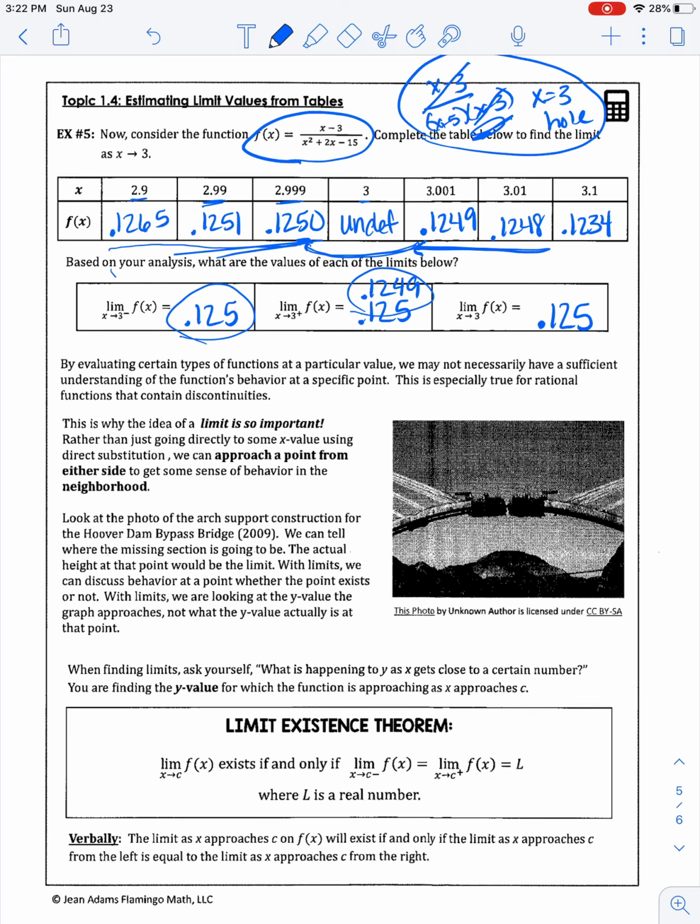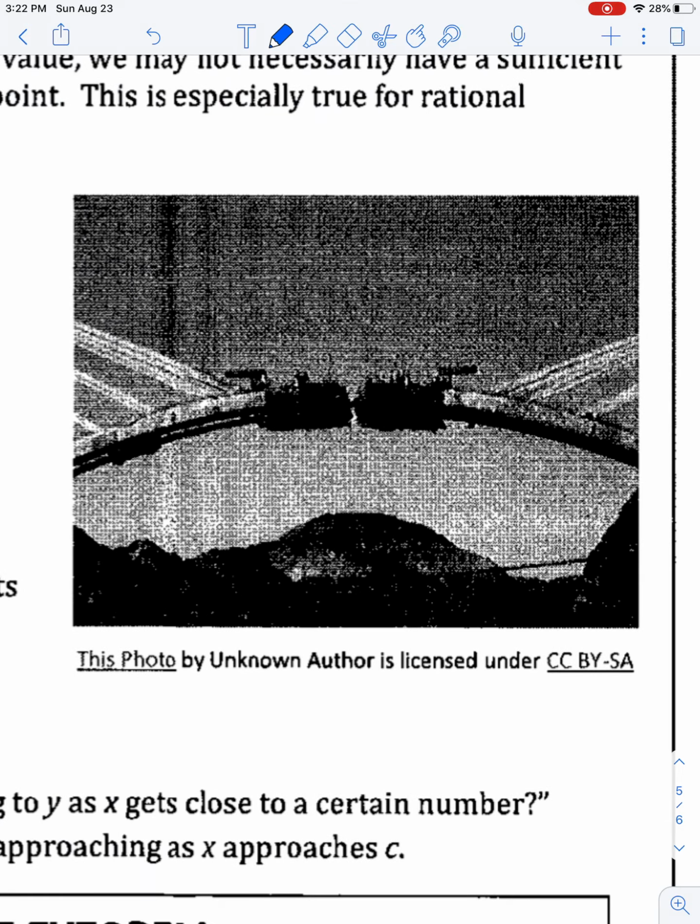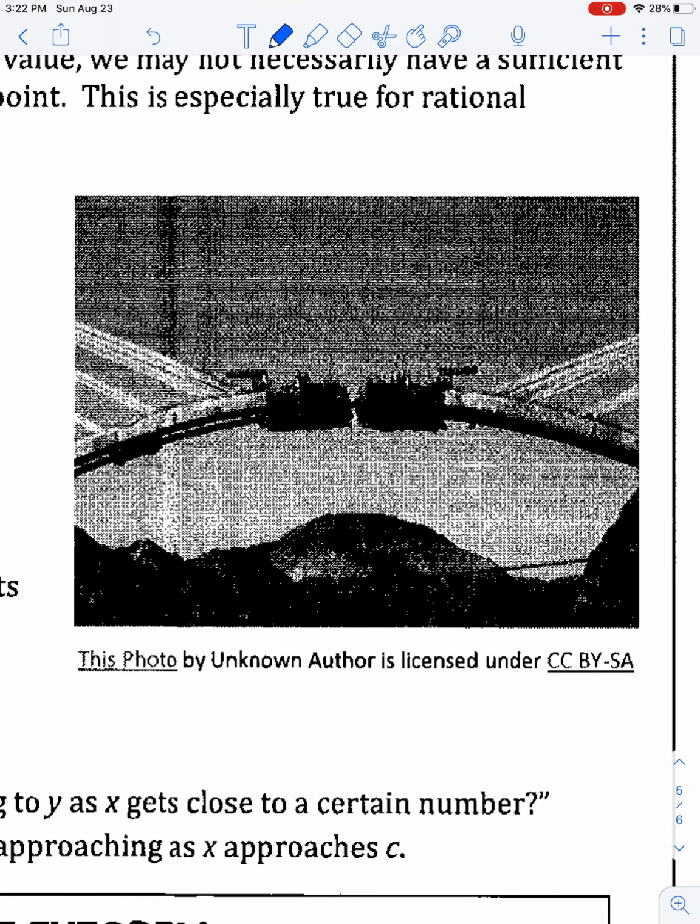Look at the photo of the arch support construction for the Hoover Dam Bypass Bridge, 2009. And I know your picture is not super clear, but they're building a bridge, and as of right now, it does not connect.